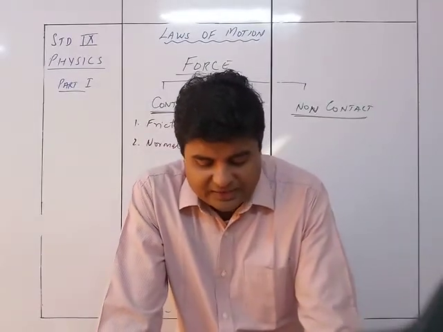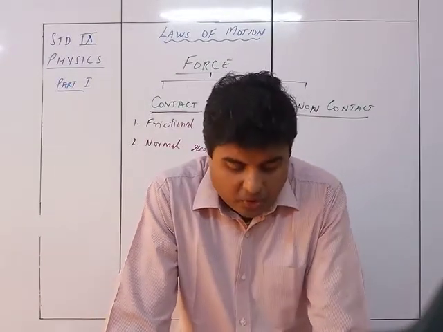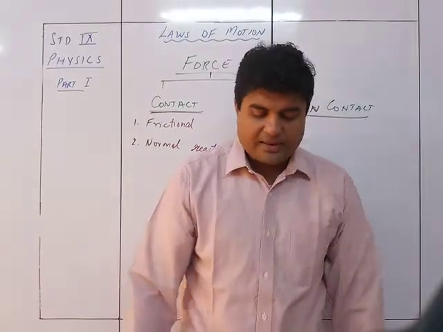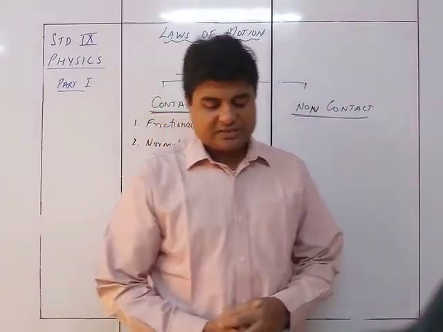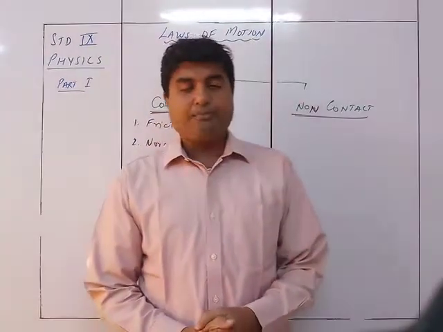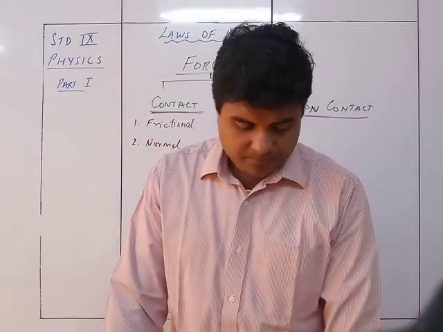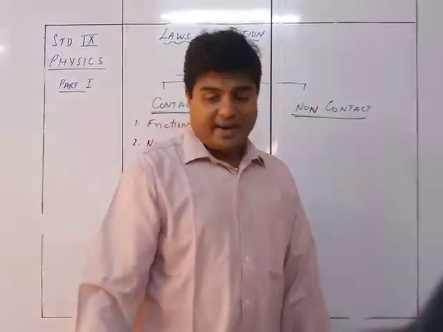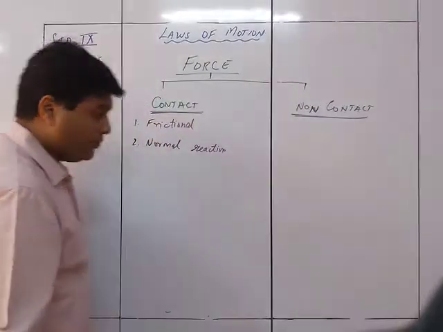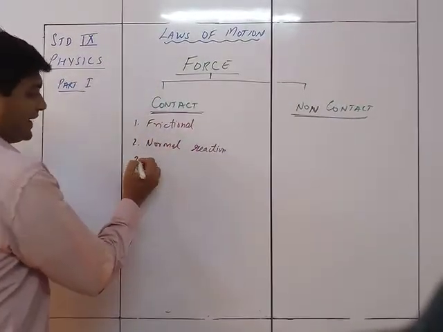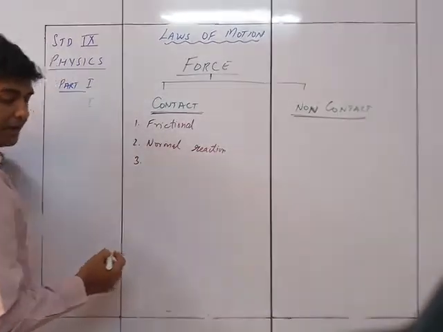Similarly, the book exerts a force W, weight of the book on the table downwards, and the table top exerts an equal reaction force upwards normal to the top of the table. So that is the normal reaction force. We move next to the tension force applied through string.